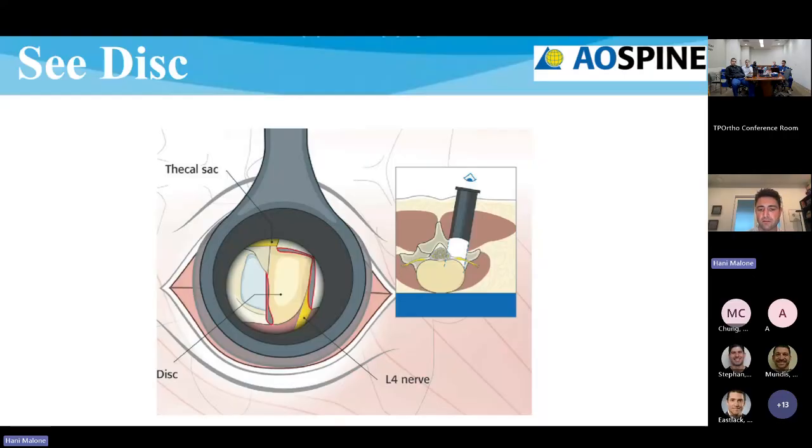So if they need a contralateral decompression, I'll do that contralateral decompression. If they don't, I might stay above the ligament and then just burr out that contralateral facet so you can get that lordosis.